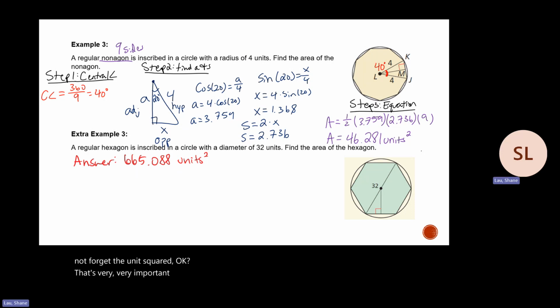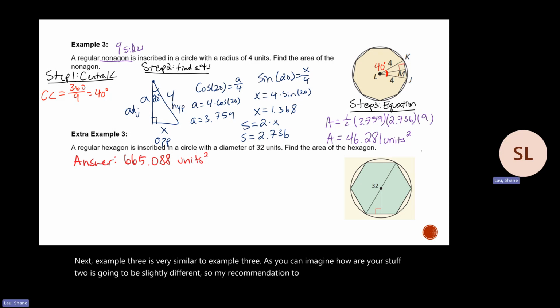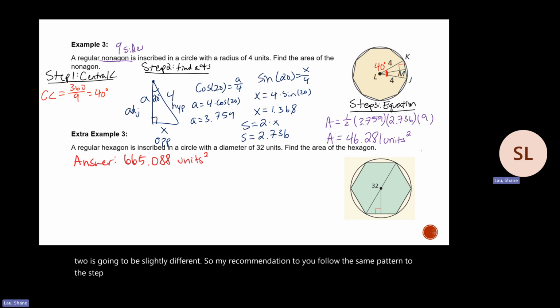Then we have extra example 3. Extra example 3 is very similar to example 3, as you can imagine. However, your step 2 is going to be slightly different. So my recommendation to you, follow the same pattern: step 1, step 2, step 3, but make sure that you're approaching the problem in the correct way. Okay, so take some time for that.